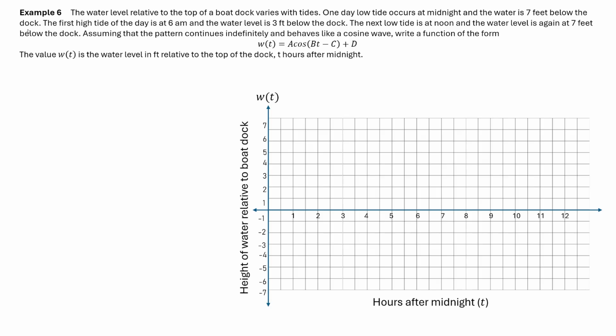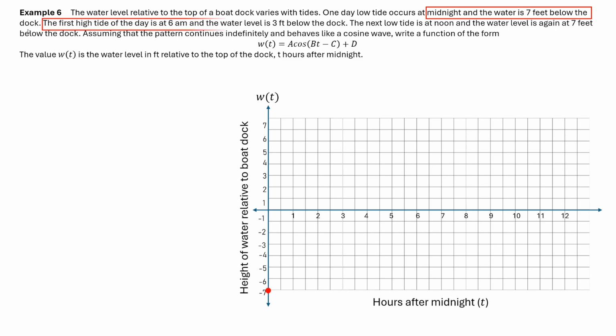Assuming that the pattern continues indefinitely and behaves like a cosine wave, write a function of the form w of t equals a cosine of bt minus c plus d. The value of w of t is the water level in feet relative to the top of the dock t hours after midnight. So we know that at midnight, which would be 0, t would be 0, and the water is 7 feet below the dock. So w of 0 is going to be -7 because we're thinking of the top of the dock as 0 feet. So that's where we start.